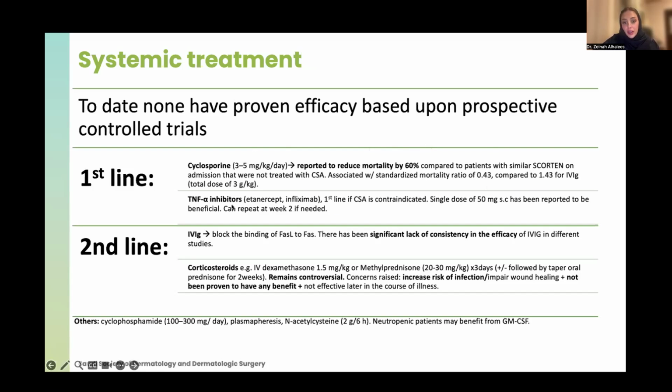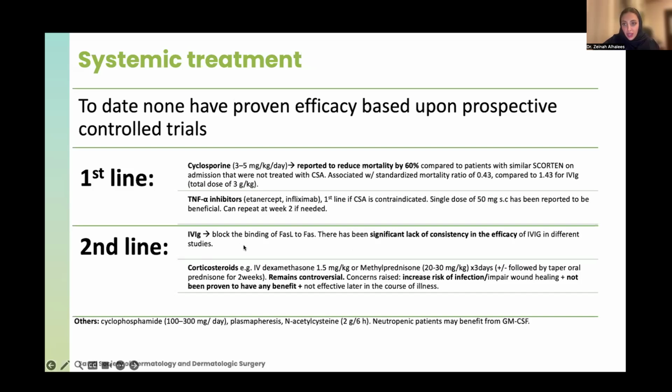In terms of TNF-alpha inhibitors, so you can either use Enbrel, etanercept, or infliximab. This is first line if cyclosporin is contraindicated. So you can give them a single dose of etanercept at 50 milligrams sub-Q, and you can actually repeat it at week 2 if needed.